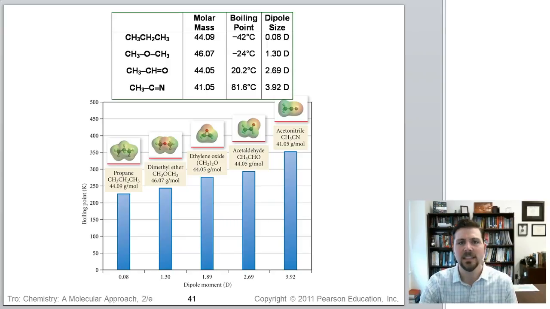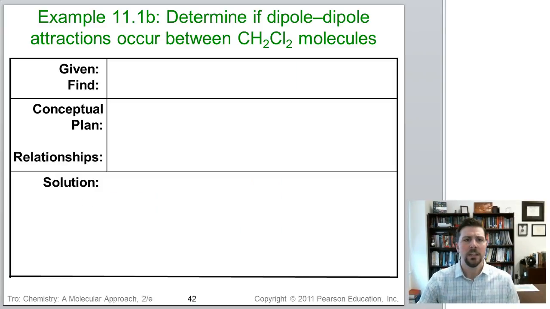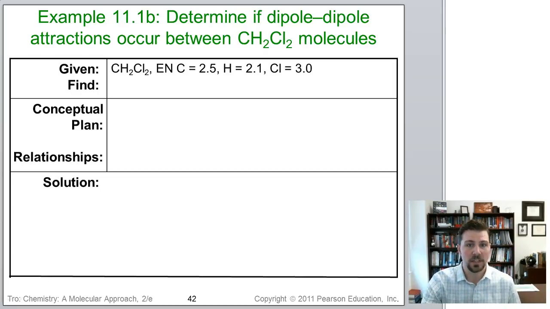Let's put that into practice and see if we can work an example problem. Determine if dipole-dipole attractions occur between CH2Cl molecules. Now, how are you going to figure this out? Well, you need to know, is there a dipole moment in this molecule in the first place? And so that means we're going to have to figure out the three-dimensional shape. So we're given what the molecule is, which means we can look up the electronegativity of all the different elements. We can determine if there's polar bonds, and then we need to find out, do those polar bonds cancel, or do they lead to having a dipole moment in the molecule itself?